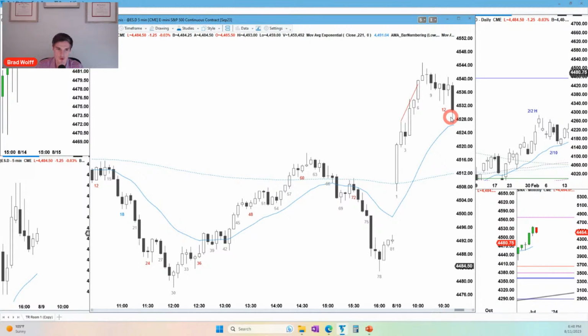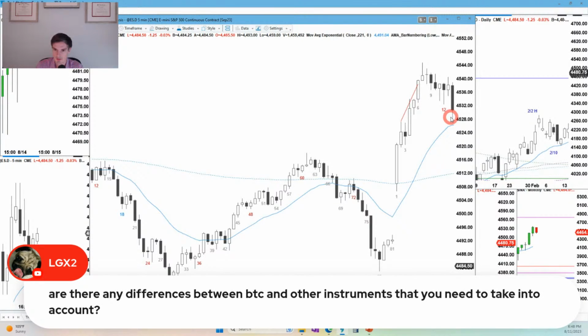By the way, I focus on one chart when I'm trading. Question, are there any differences between BTC and other instruments that you need to take into account? When you say BTC, I don't know if you mean Brooks Trading Course or Bitcoin, exactly, but I'll say this. For me, this is how I view price action. Whether that's the Brooks Trading Course, I view all markets that same way. So if I'm looking at Bitcoin, it doesn't matter to me.